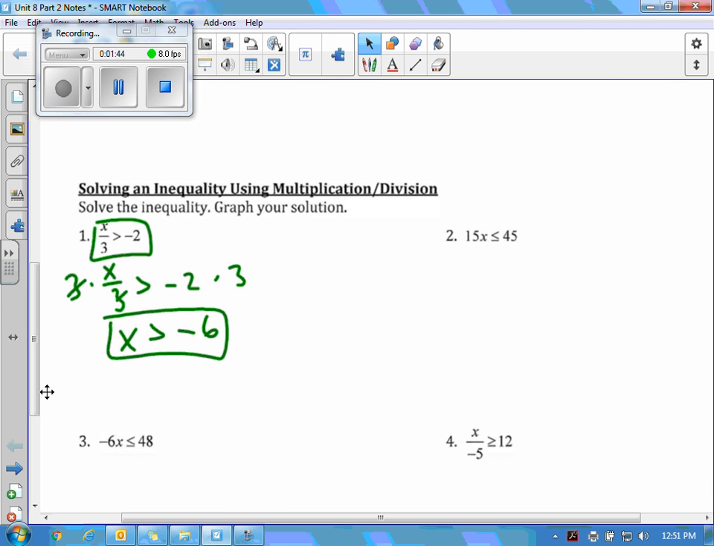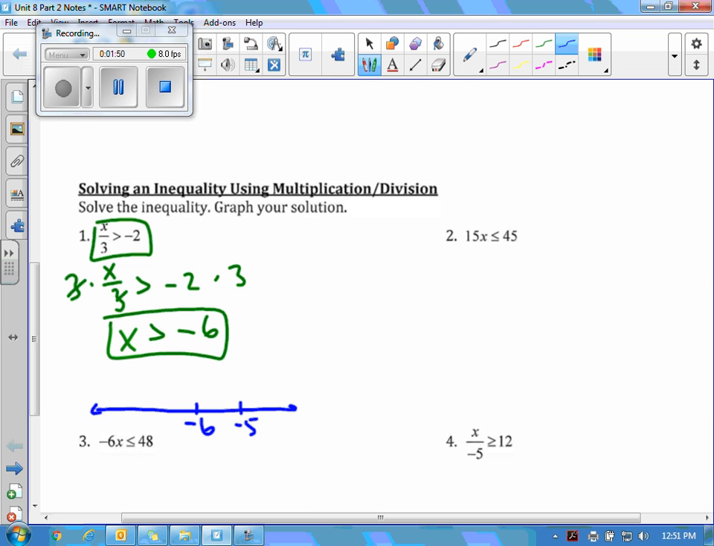Now I need to graph that, so I'm going to draw my number line. I'm going to put negative 6 on the number line. So I have x is greater than negative 6. Greater than is an open circle going to the right. Again, it's not filled in because I don't have the equal to.